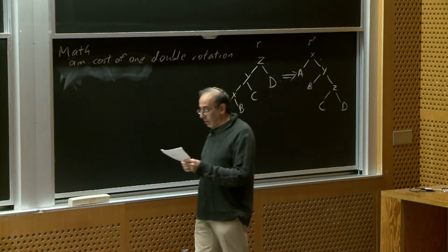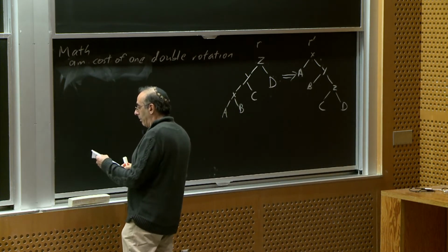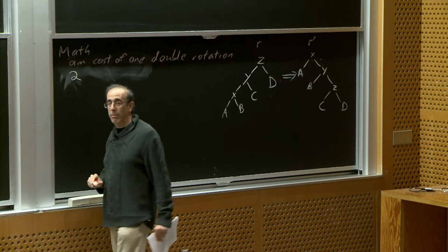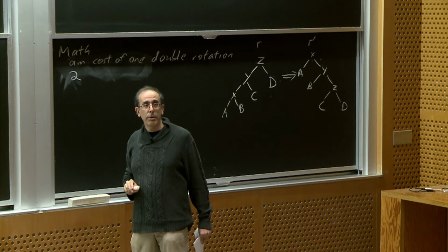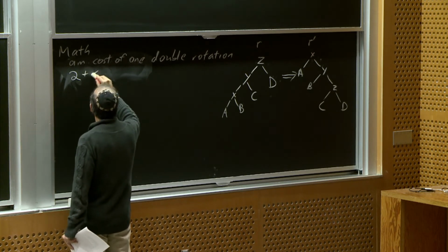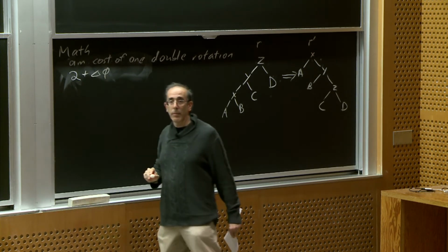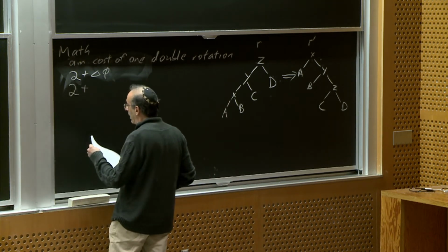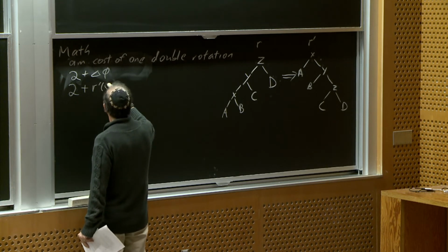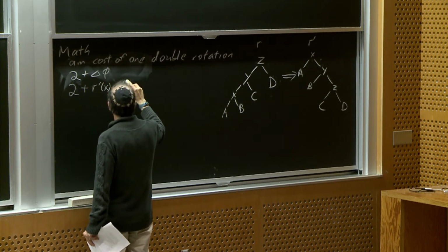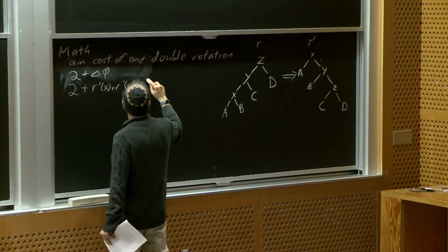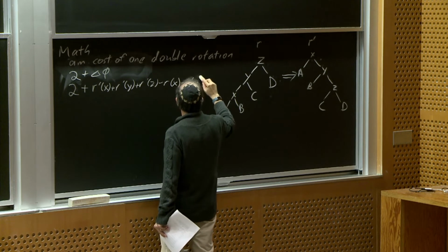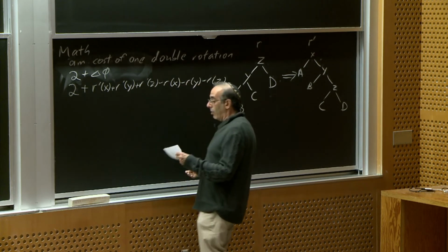So in order to talk about the amortized cost, all we need to look at is the real cost, which is 2 rotations. I'm measuring in rotations, okay, plus the change in potential. And what is the change in potential? Well, we just said that only x, y, and z change in ranks, so we take the new ranks and we subtract the old ranks.